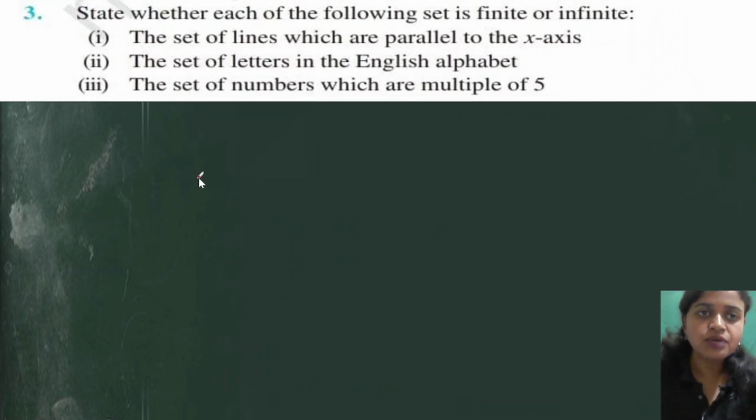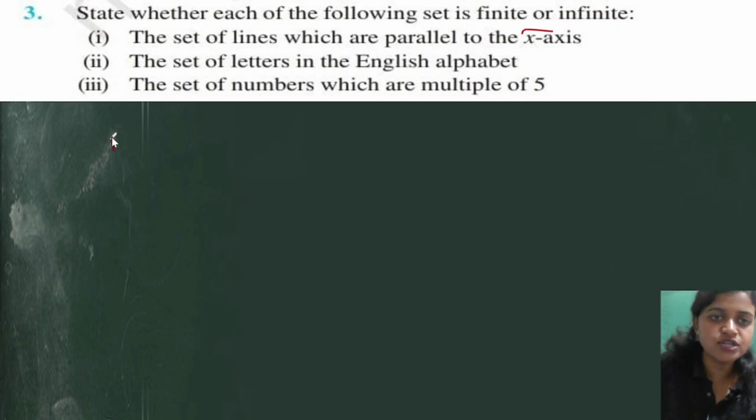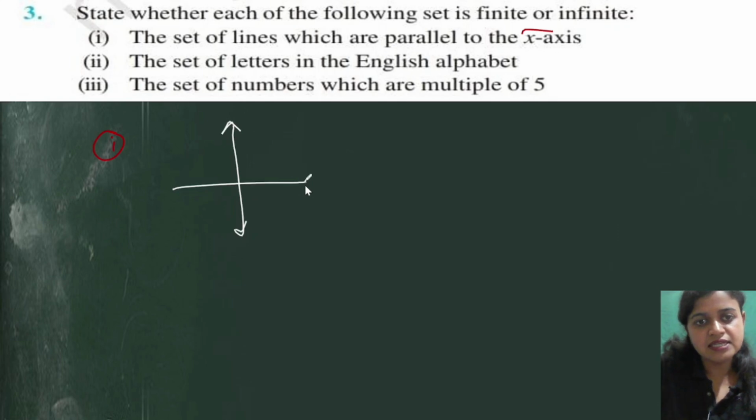Question number 3 we will discuss. State whether each of the following sets is finite or infinite. The set of lines which are parallel to x-axis. So if I draw, we will discuss question number 1. Let me change the color of the pen. This is x-axis and this is y-axis. The question is the set of lines which are parallel to x-axis, which means we have to draw lines parallel to x-axis.